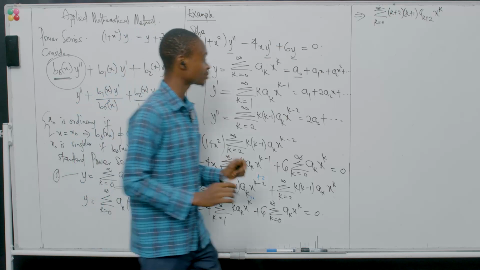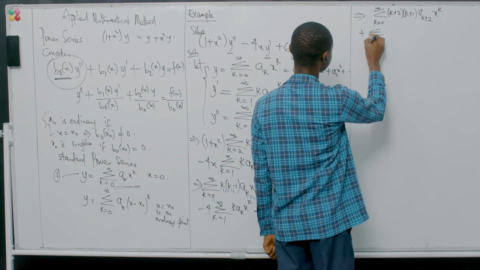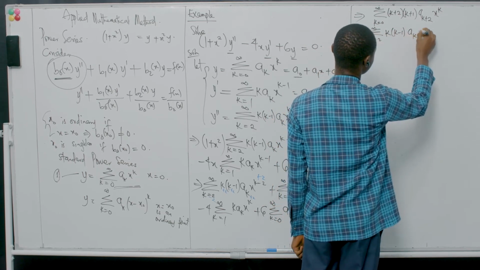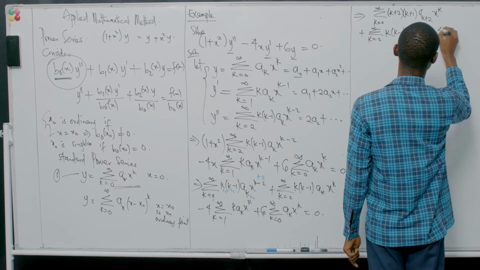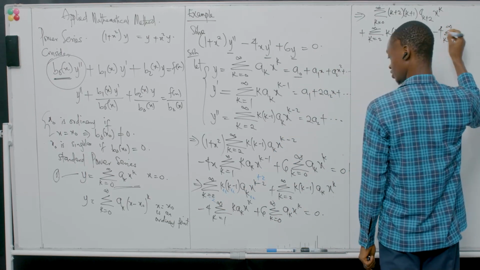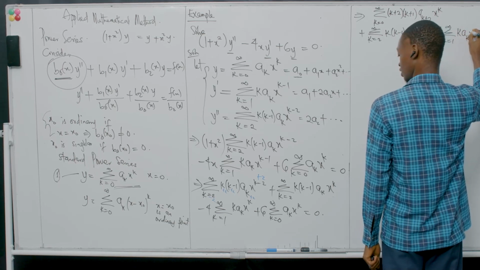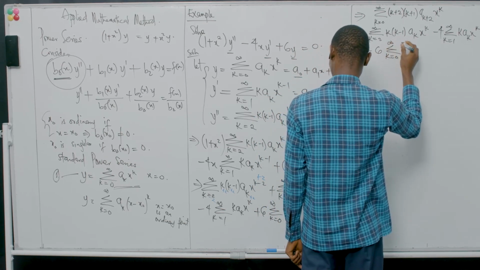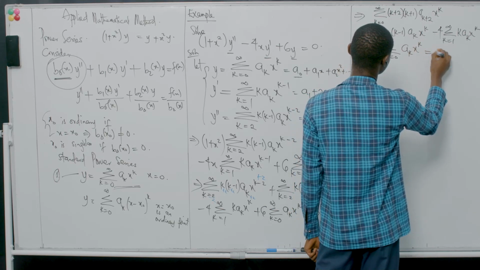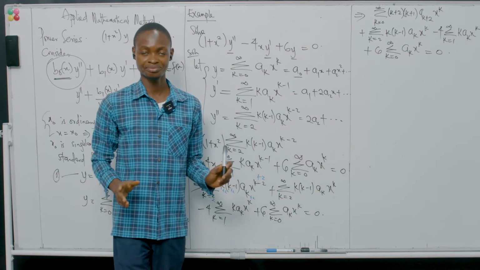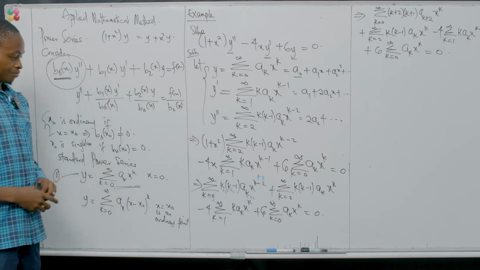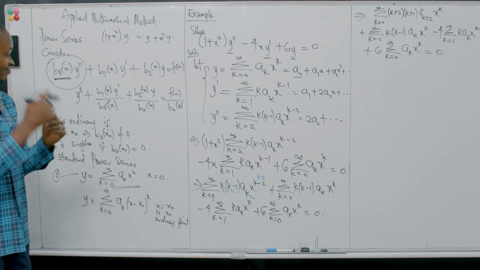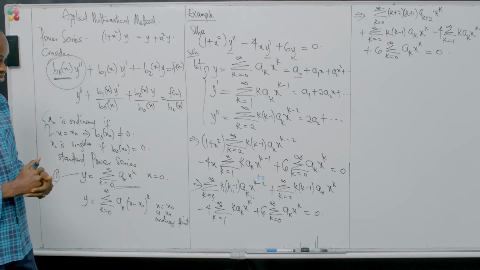Let's repeat it. Let's not rush. We now have plus summation k starting from 2 to infinity, k minus 1, a_k x raised to k, minus 4 summation k starting from 1 to infinity, k a_k x raised to k, plus 6 summation k starting from 0 to infinity, a_k x raised to k is equal to 0. At this point, are we all together? Okay, if you have comments, say it now.